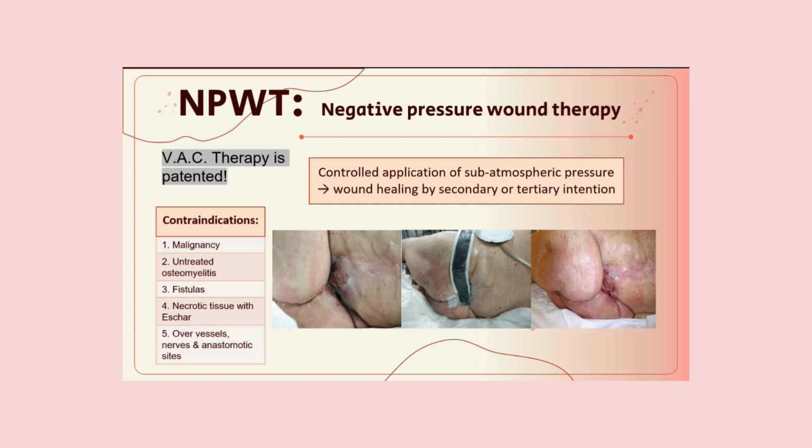A secondary intention means the wound will close by the formation of granulation tissue. In tertiary intention, after the formation of granulation tissue, we will put a suture and approximate the wounds. There are only a few contraindications for negative pressure wound therapy, such as malignancy, untreated osteomyelitis, fistulas, necrotic tissue with eschar, and we should not apply this NPWT over blood vessels, nerves, and anastomotic sites. In these instances, it causes more harm than actual benefit.